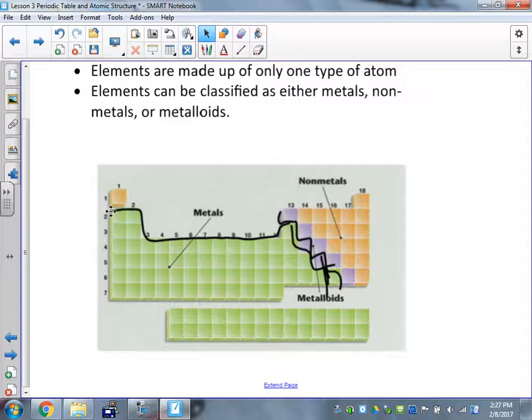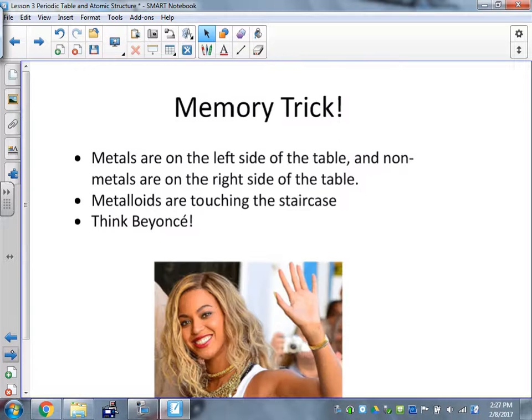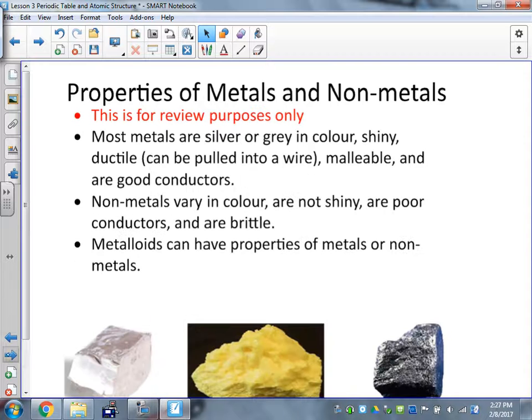So they work together. Non-metals and non-metals, molecular compounds tend to what? Do you remember that? So there's a give and take for ionic. Molecular is, yeah, they try to share. Okay, so they'll try to share electrons in that case. Okay, so that's what we're going to talk about today. Metals are on the left side, non-metals are on the right side. Metalloids are touching the staircase. That's Beyonce, I like to call her.